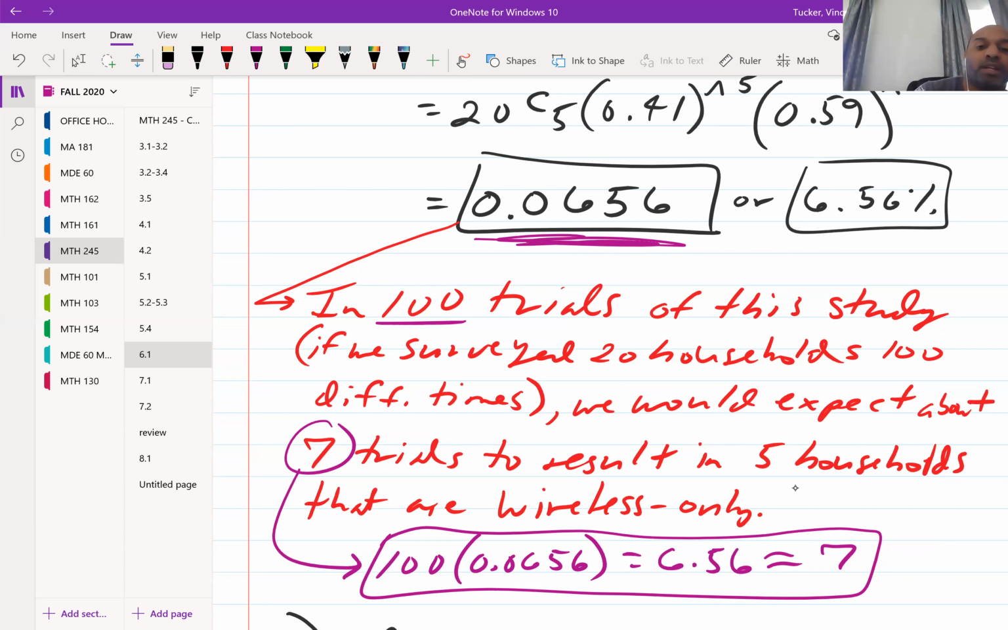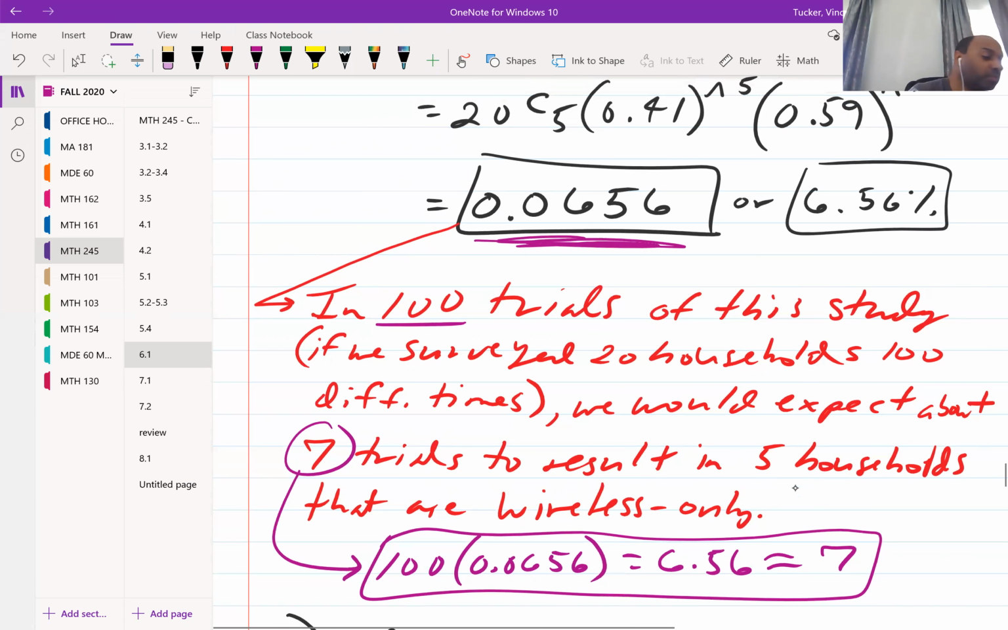So whenever they say this number right here, 100 trials, if they said 1,000 trials, then they would multiply this percentage by 1,000, and so on. So just check that number, multiply it by your answer, and that should match this right here. That'll let you know which one to pick. All right. Make sure we're good before we go to the next one.